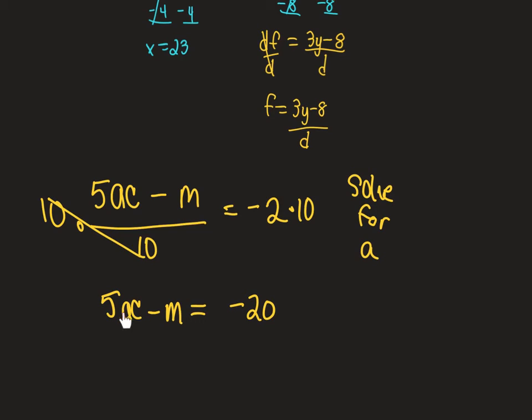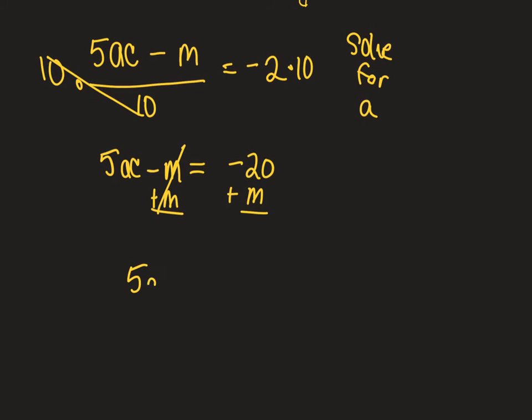Now, let's see. Remember, I'm keeping a, so I have to get rid of the 5 and the c and the minus m. So we add or subtract first. Plus m. And we get 5ac equals negative 20 plus m. You could have also said 5ac equals m minus 20. You can put the m at the back or at the front, m is positive. You can put the negative 20 up front or in the back, as long as you make it negative. Okay, so I think I like this one better.